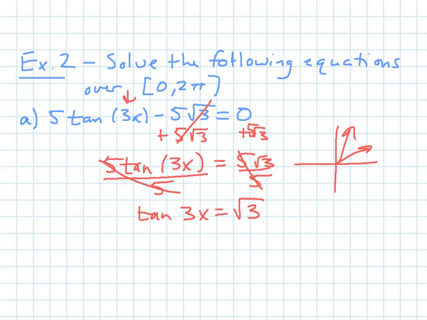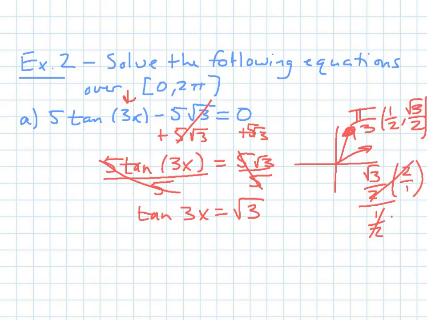So here, let's try pi over 3. So that point is 1/2 comma square root of 3 over 2. So then square root of 3 over 2 divided by 1/2, which would be the multiplication of 2 over 1, which gives me square root of 3. Okay, so then that would be one answer.